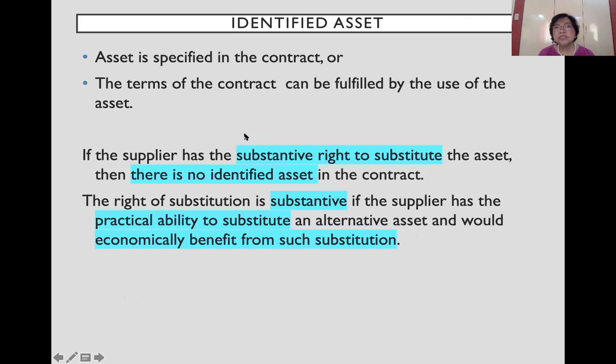So again, there must be an identified asset, and there must be no substantive right of the supplier to substitute that asset.